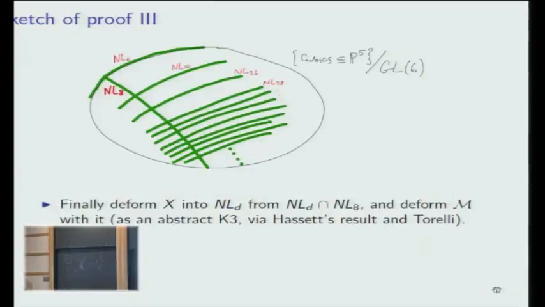All right, so we're sat at one of these intersection points, and now we're going to deform along NLD. So finally, we're going to deform into NLD. Deform M with it, that bit's easy because we have Torelli. All right, so as we deform X, we have this class of discriminant D.